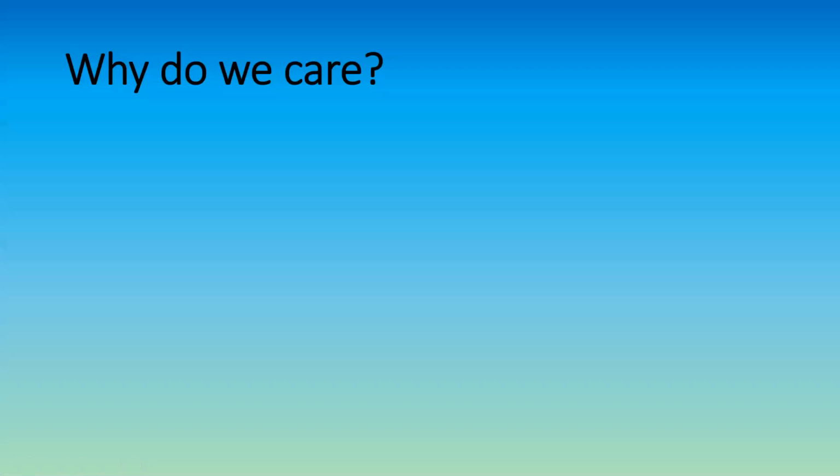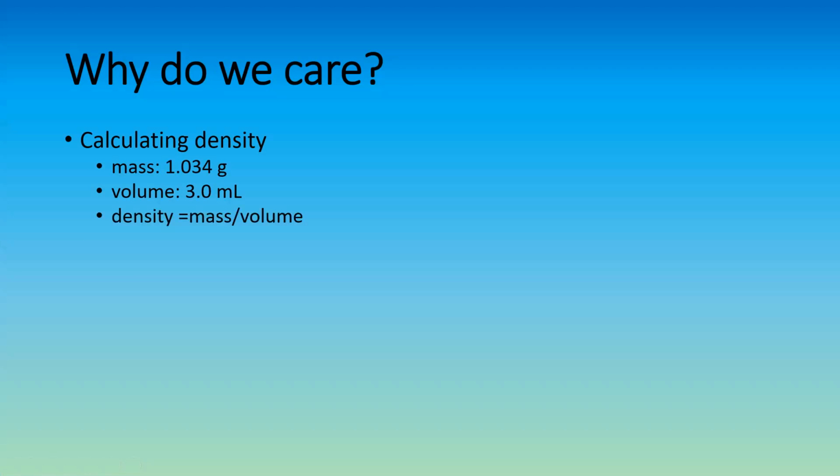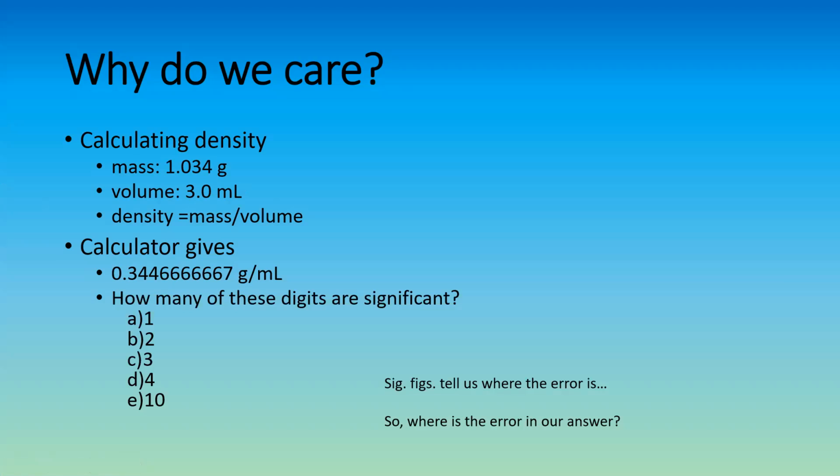Now I've got the question of why do we care? Let's say that we're going to calculate density. We would take mass divided by volume. Let's just say here's our mass, here's our volume. The calculator is going to give us this lovely long rambling number. But if you remember, significant figures tell us where the error is, specifically that the last decimal of that measured number has some error in it. So with our new answer that we get from multiplying, dividing, adding, or subtracting, we want to know where that error is now. That's what the significant figures help us track.